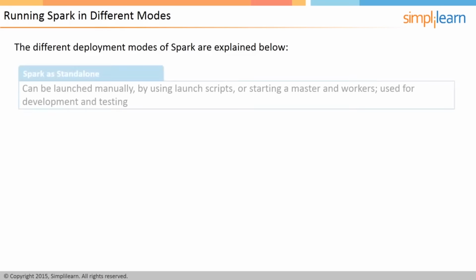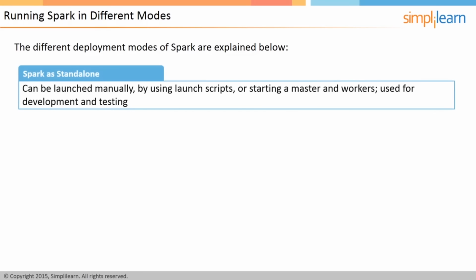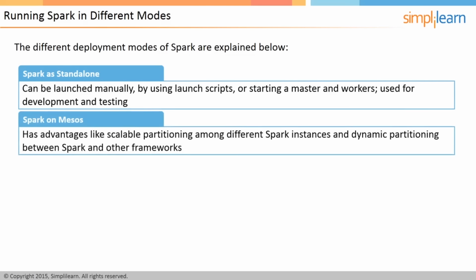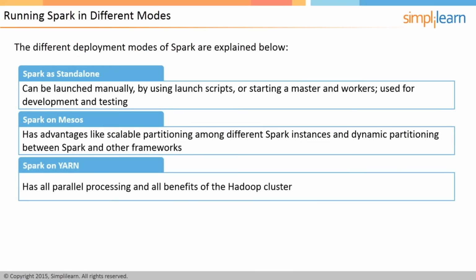Running Spark in this mode has advantages like scalable partitioning among different Spark instances and dynamic partitioning between Spark and other frameworks. Running Spark on Yarn has all parallel processing and all benefits of the Hadoop cluster. By running Spark on EC2, you have key value pair benefits of Amazon. The configuration options that can be passed to the master and worker are listed in the given table on the screen.